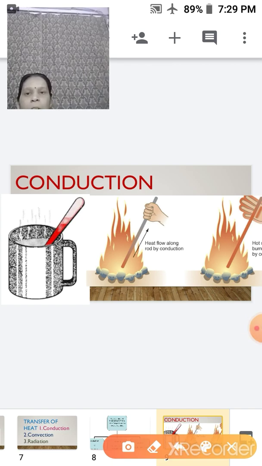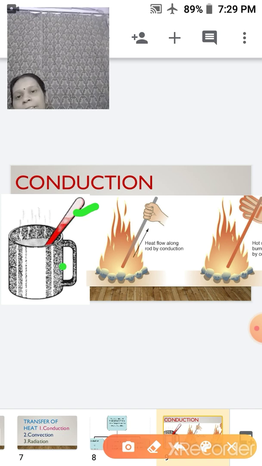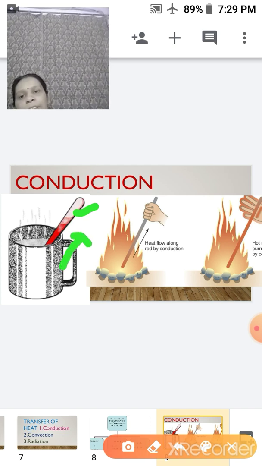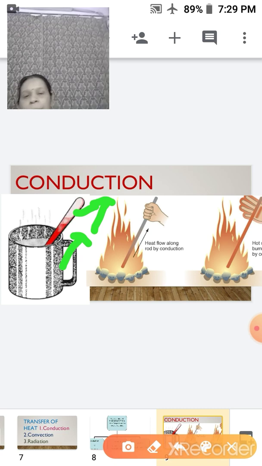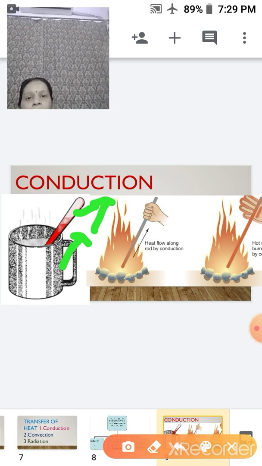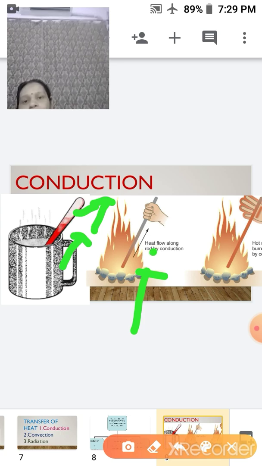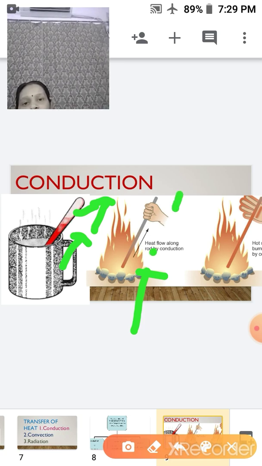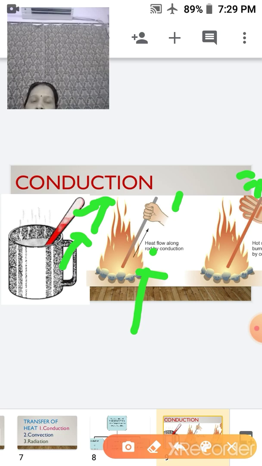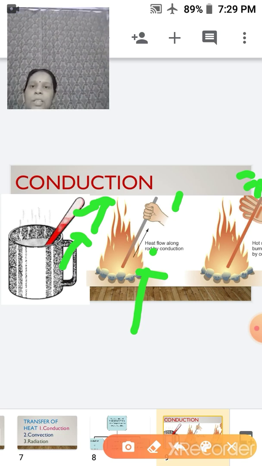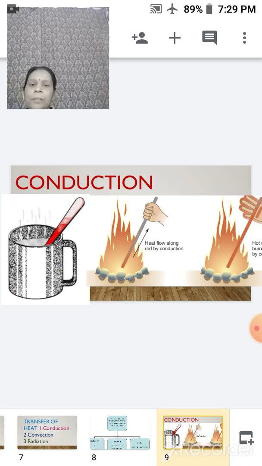See here how the transfer of heat has taken place till here, and slowly it will take place till this end also. In the second one you can see it has taken place till this end, and slowly it is going to the other end also. See here, now it has reached your hand also. So this is how the transfer of heat has taken place.